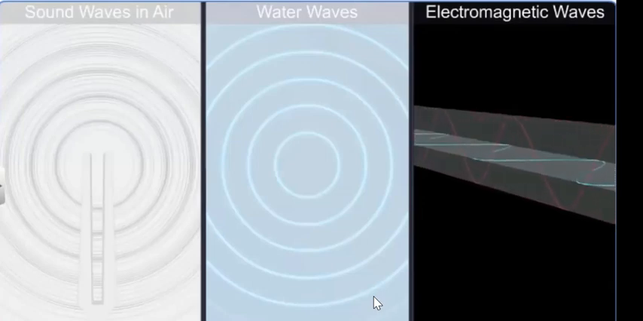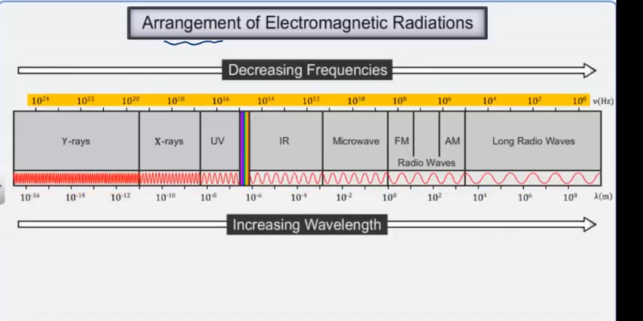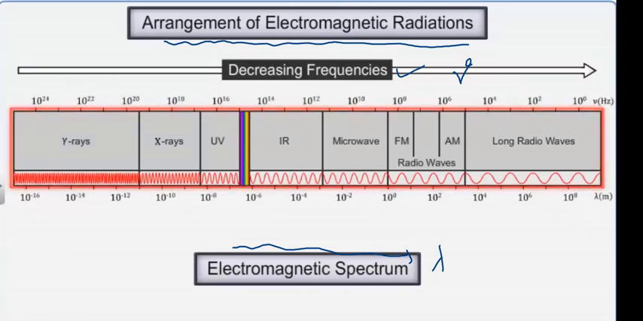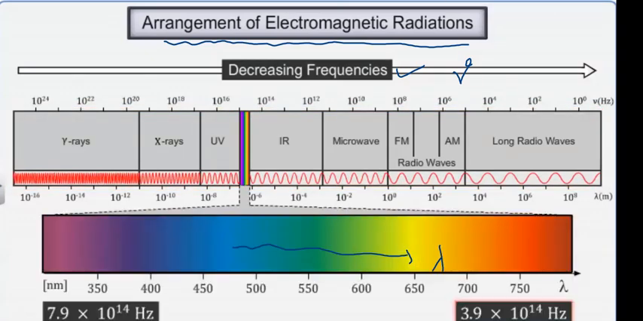If we arrange the electromagnetic radiation by decreasing frequency or increasing wavelength, this is known as the electromagnetic spectrum. See, in this, only this visible part we are able to see. This visible range is 350 to 750 nanometer.